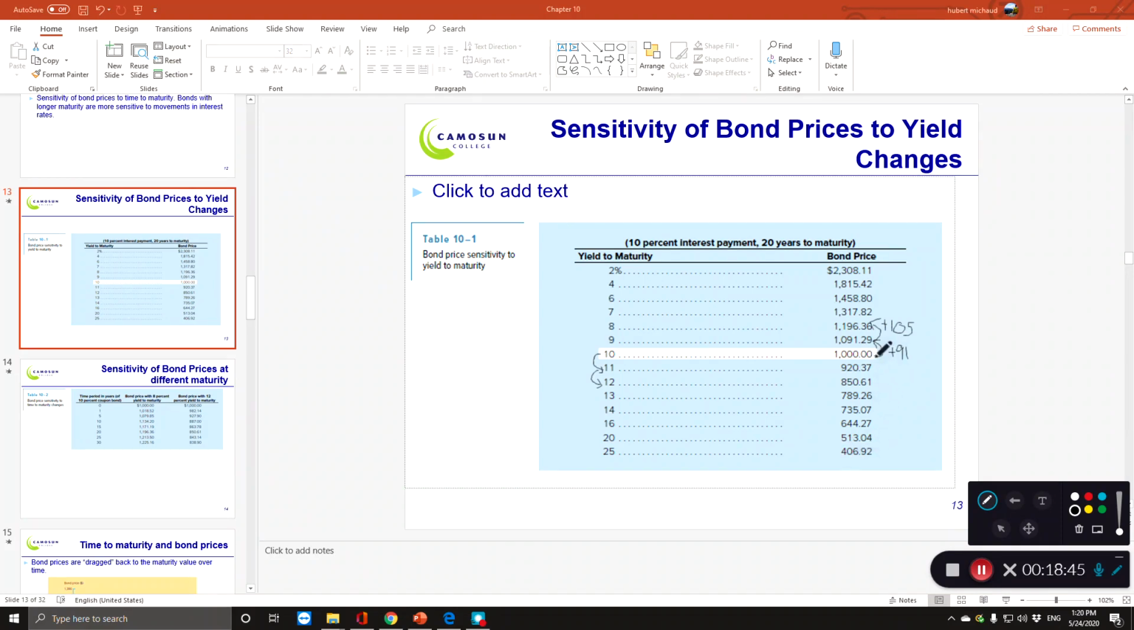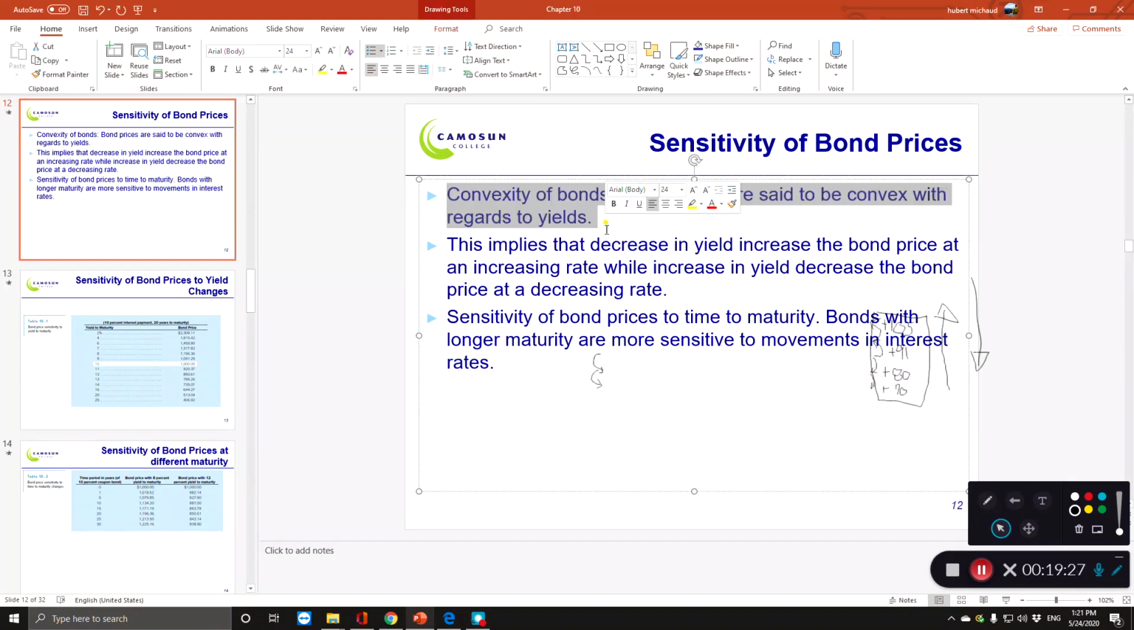So for example, when we go from 10 to 11, we notice a roughly minus $80 in the value of the bond. When the yield goes from 11 to 12, we see about a $70 decrease in the price of the bond. Notice we could just go from 12 to 11, that would be plus 70 and that would be plus 80, right? But it's still the same idea as convexity, right? As we go up here, the increase in the prices gets bigger and bigger and bigger, and as we go down that way, the decreases in the price become smaller and smaller. Okay, this is my first point here. It's convexity of bond prices.